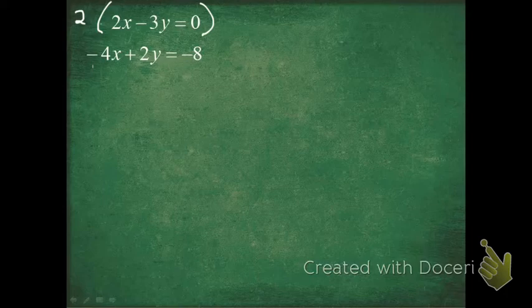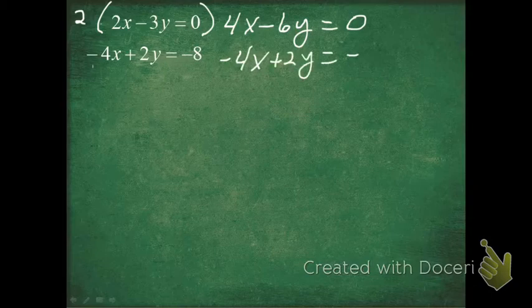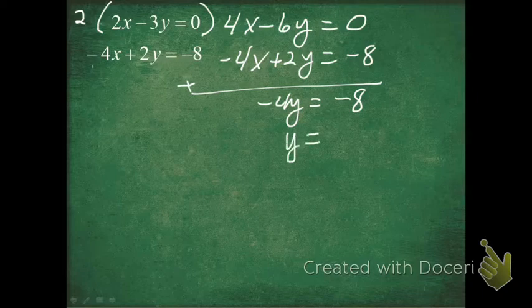So I put parentheses around the equation to remind myself to distribute the 2. So we get 4x minus 6y is equal to 0, and the second equation stays the same. Okay, now we're just going to simply add those two equations together. So 4x plus a negative 4x is 0, so I have no x's. Negative 6y plus 2y is a negative 4y. 0 plus negative 8 is still negative 8. To finish solving for y, I'm simply going to divide both sides by negative 4, so y is equal to 2.